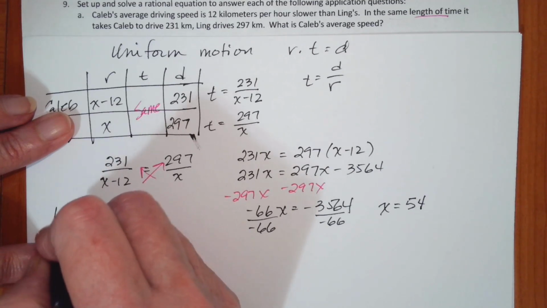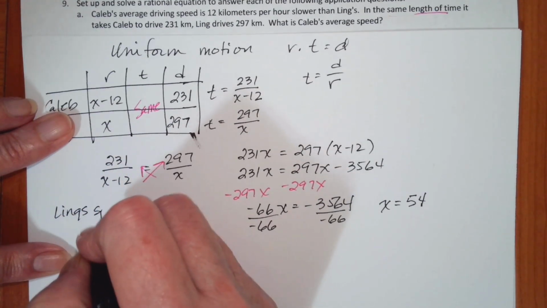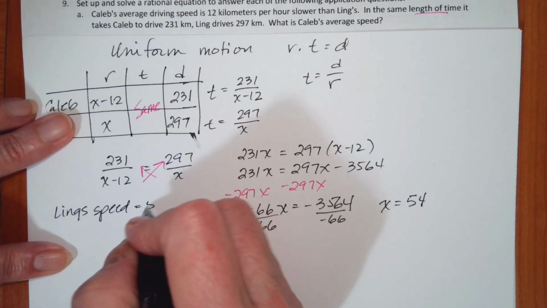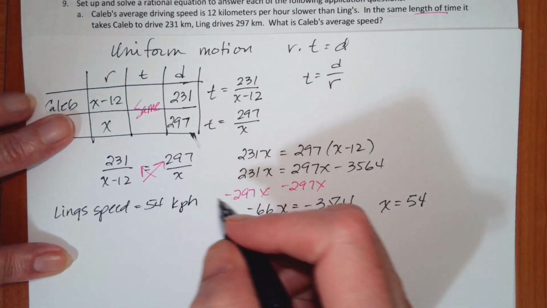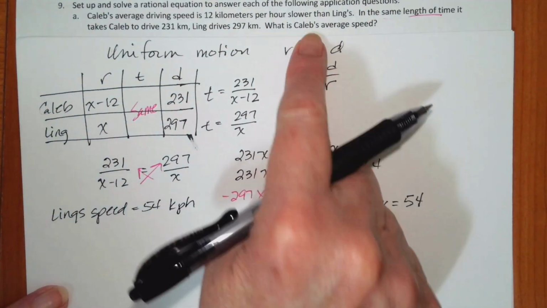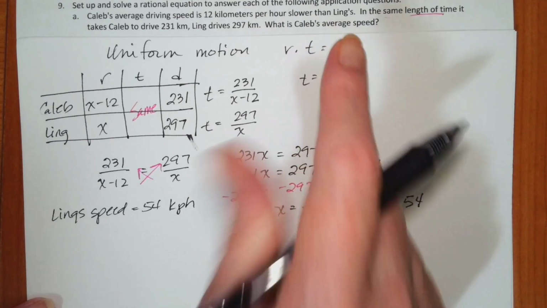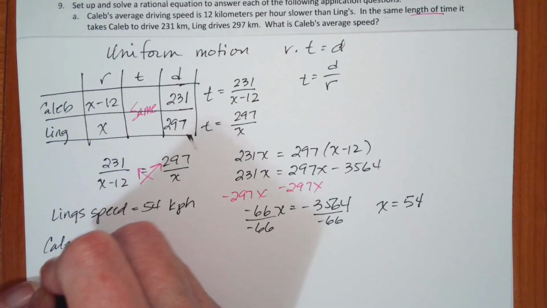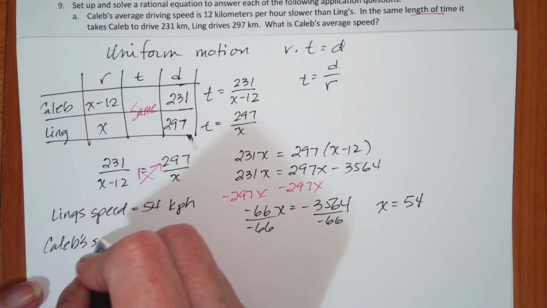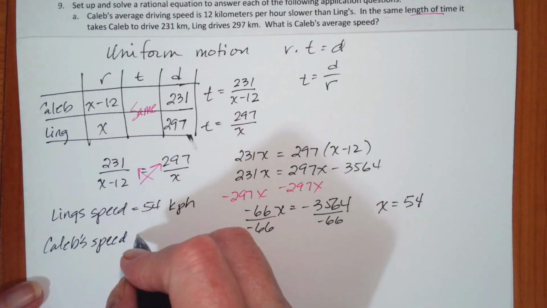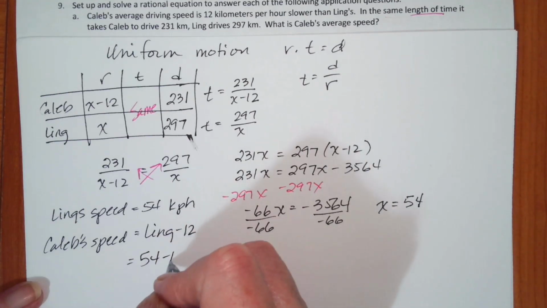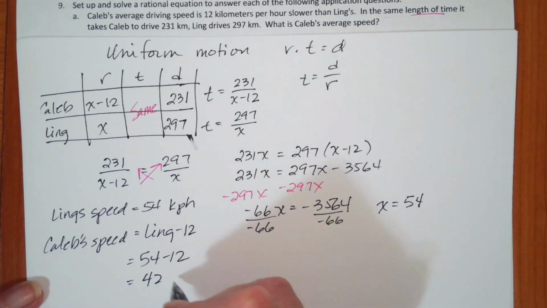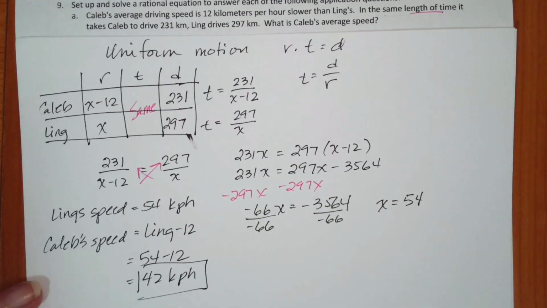So this tells me that Ling's speed is 54, and this is in kilometers per hour. But that's not what the question asked. It wants to know what is Caleb's speed. Well, Caleb's speed is Ling minus 12, which is 54 minus 12, which gives us 42 kph. And that's the answer they're looking for.